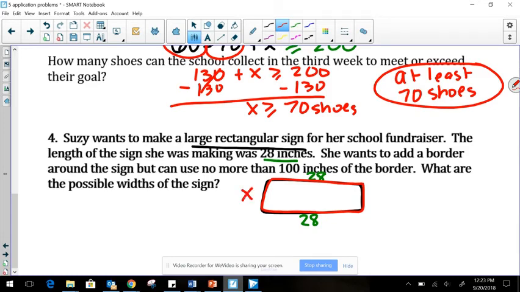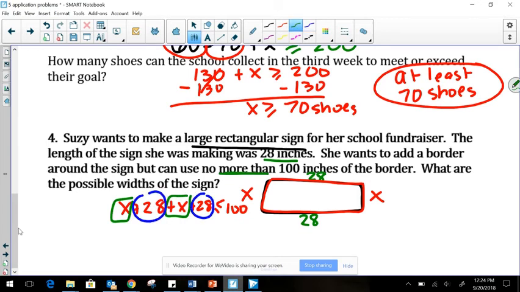So we're trying to find this and this. They're both the same, so I'm going to use the same letter because they're directly across from each other of a rectangle. Okay, so this whole red line can only be 100 at the most. So I'm going to add up these 4. So I have X plus 28 plus X plus 28, and it has to be less than or equal to 100 or no more than. It's giving me that less than or equal to sign. Okay, so then combine like terms. So combine your X's, combine your numbers. So 2X plus 56 is less than or equal to 100.